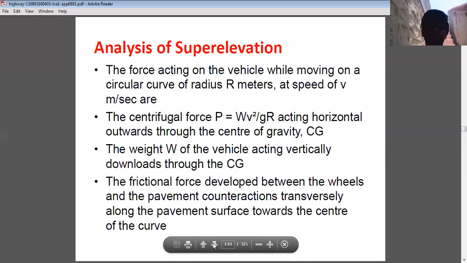Analysis of superelevation. Consider the forces acting on a vehicle while moving on a circular curve of radius R meters at a speed of v meters per second. Centrifugal force P is equal to W v² divided by gR, where W is the weight of the vehicle, v is the velocity, and g is acceleration due to gravity, acting outwards through the center of gravity CG. The weight W of the vehicle acts vertically downwards through the CG. The frictional force developed between the wheels and pavement counteracts it, acting transversely along the pavement surface toward the center of the curve.